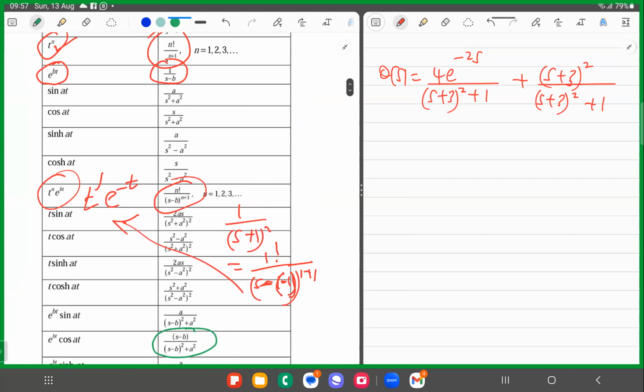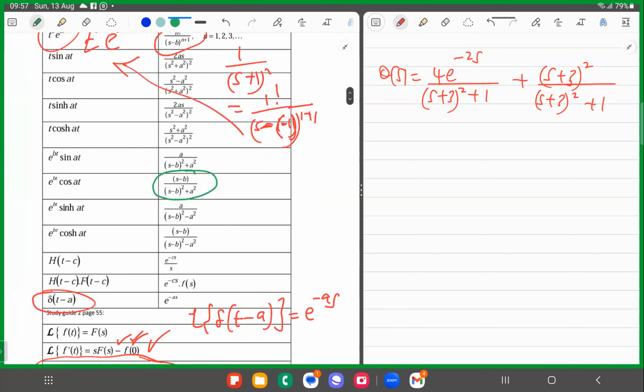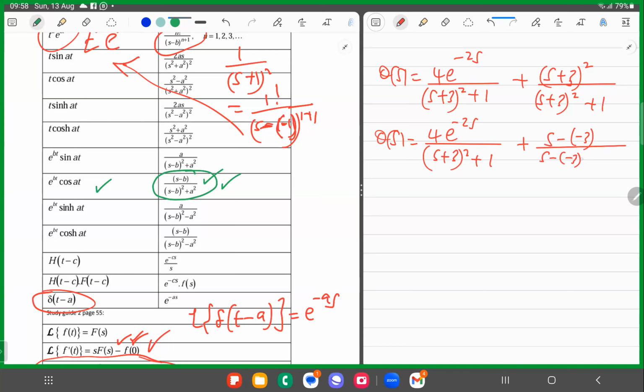So this one here is the following. Theta of s is equal to 4e to the minus 2s, all divided by (s plus 3) squared plus 1. This one looks like the e to the bt cosine at form. So you can write it as s minus b, but it's plus, so you put minus 3 like this: s minus (minus 3), squared plus 1.